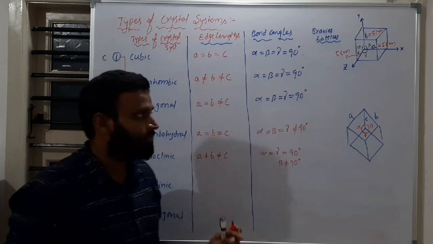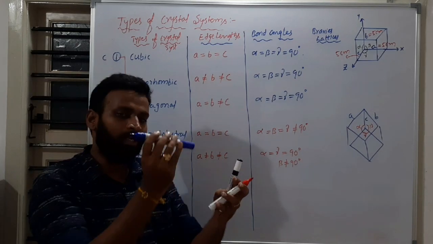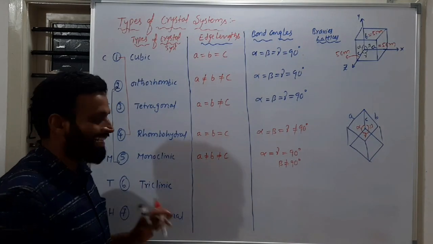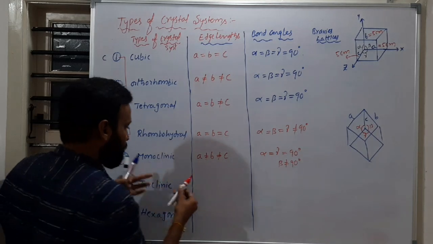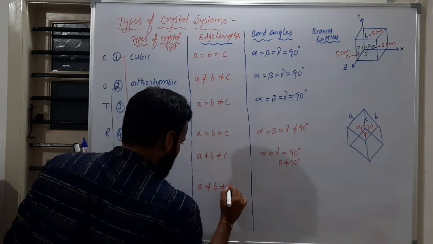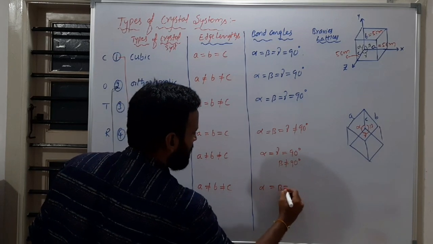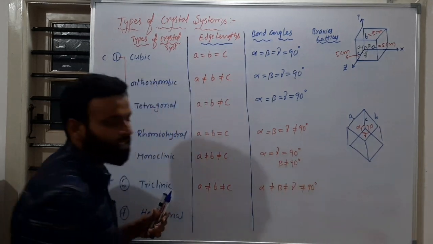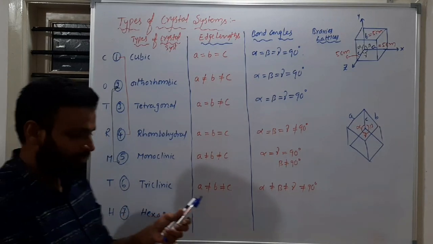Now from orthorhombic, you flip all. B you flip, A you flip, or C you flip. Then you get triclinic. So what is triclinic? All are different. All are different means what is the meaning? A not equal to B, not equal to C. Alpha, beta, gamma, all are not equal, and all are not equal to 90. So that is triclinic.